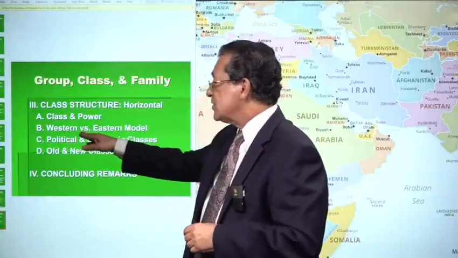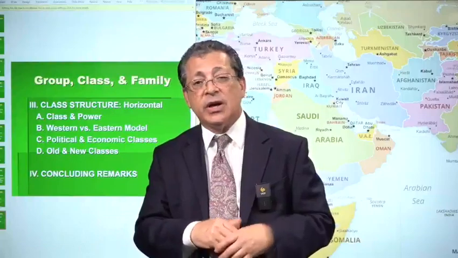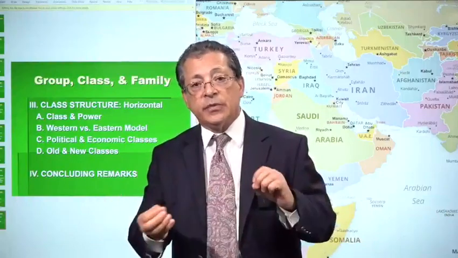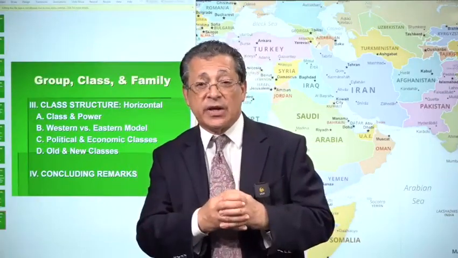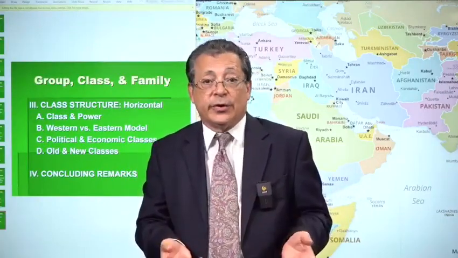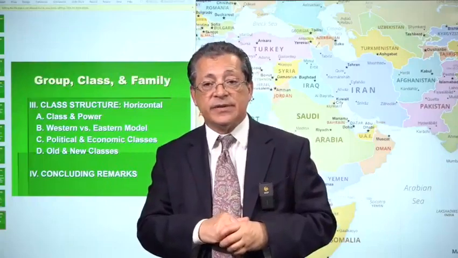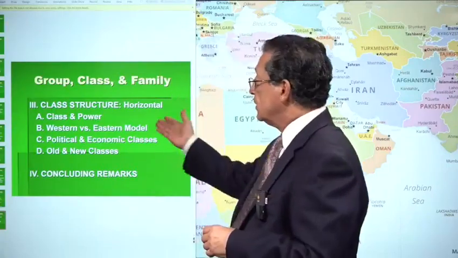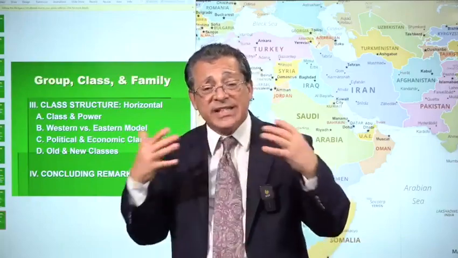Then we have the Western as opposed to the Eastern model. Notice that in a good part of my lecture, I was trying to show you the comparison between the Western model and the Eastern model. The Western model family structure is very nuclear. A very small unit: dad, mom, son, daughter, cat, dog, and maybe grandma and grandpa when they go to visit. But in the Eastern model, the Middle Eastern model, what we have is extended family.